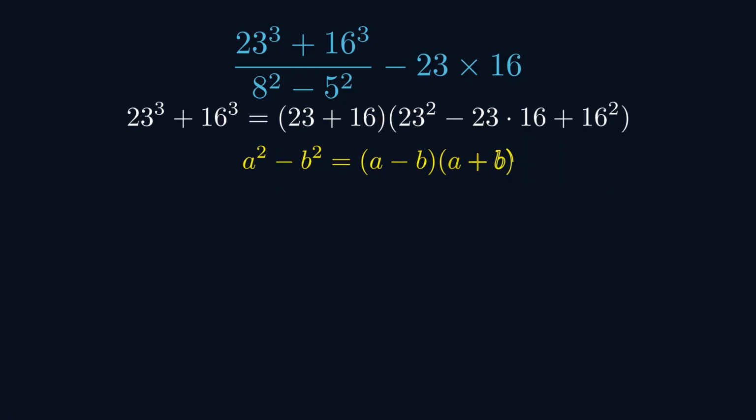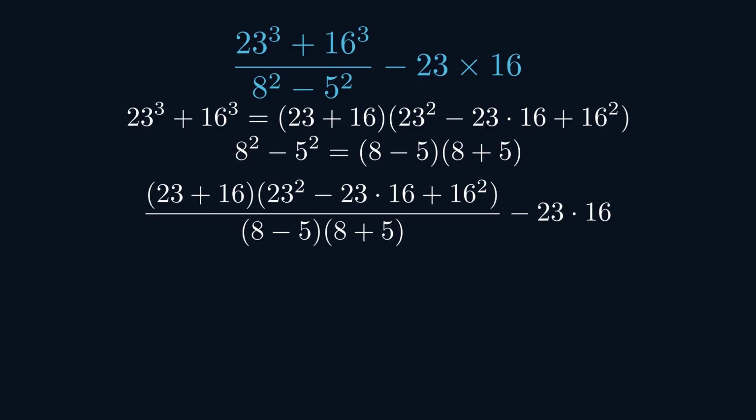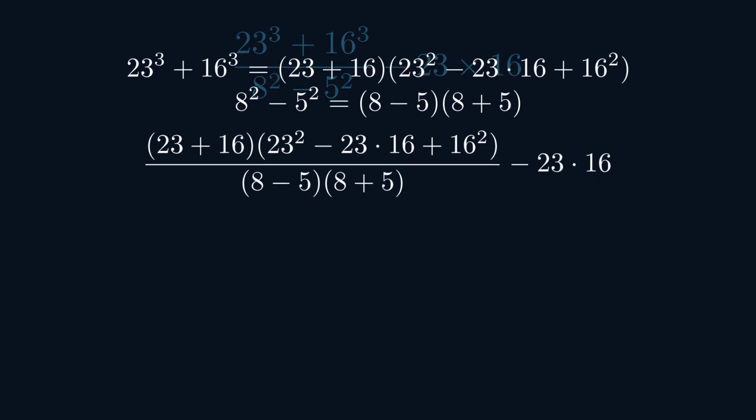Now, the denominator, 8 squared minus 5 squared, is a difference of squares. So 8 squared minus 5 squared becomes (8 minus 5) times (8 plus 5). Now, substituting both results into the original fraction, we get this expression.